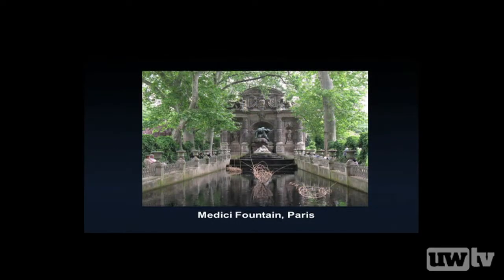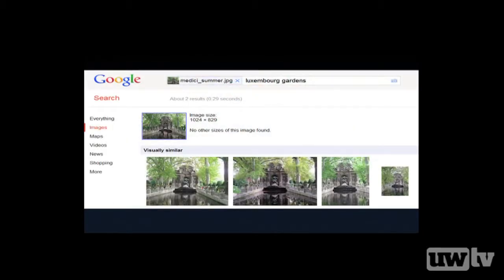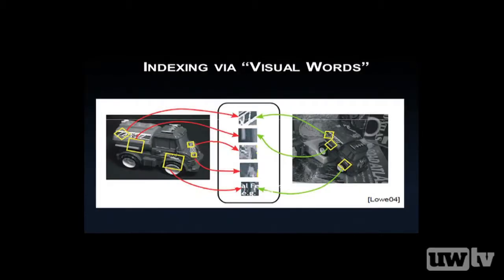So here is an example of the same kind of Google approach in action. What if I want to find an image that's very similar to this? I go to Google Image Search. This is a new search by image feature. You just drop the image in, click, and then you get a whole bunch of beautiful, very similar image examples. Okay, so this is all great, but the way it works is by what's called indexing, what's called visual words.